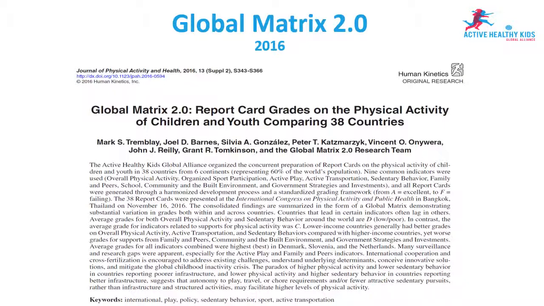So in 2016, the Global Matrix 2.0 was released. This time, not with 15 countries, but with 38 countries participating. Again, the results were published in the Journal of Physical Activity and Health through open access to facilitate access by people from all of the countries that participated, many of which were low and middle income countries that may not otherwise have access to journals like this.